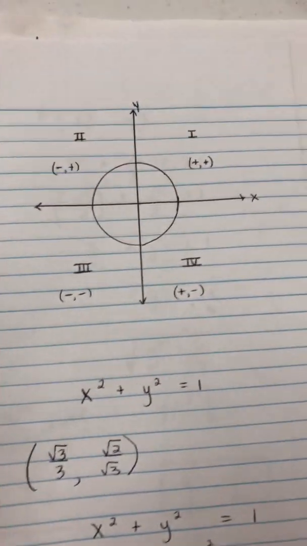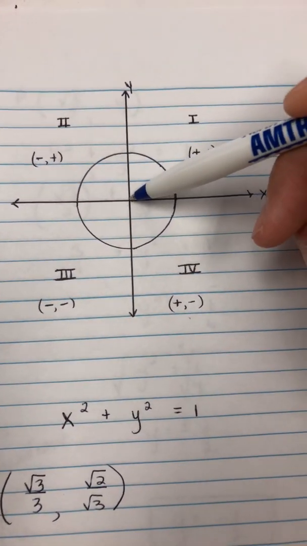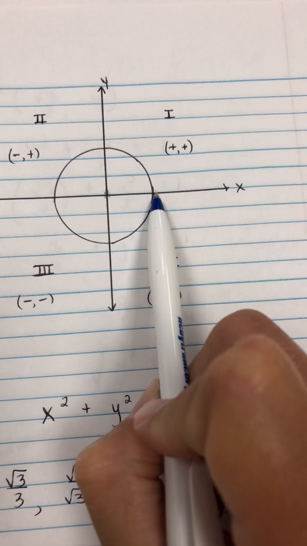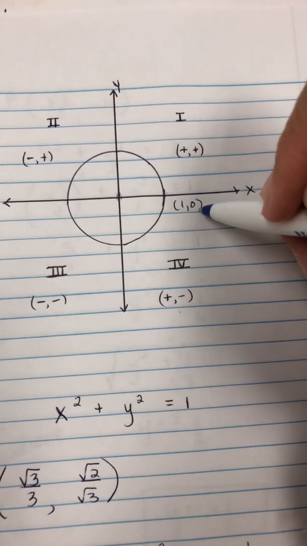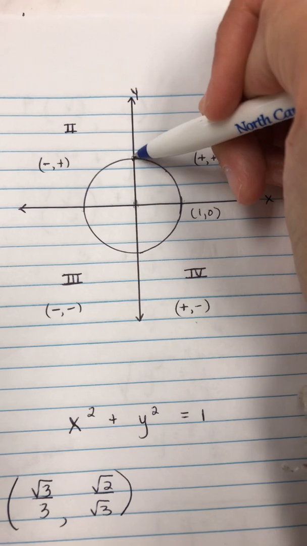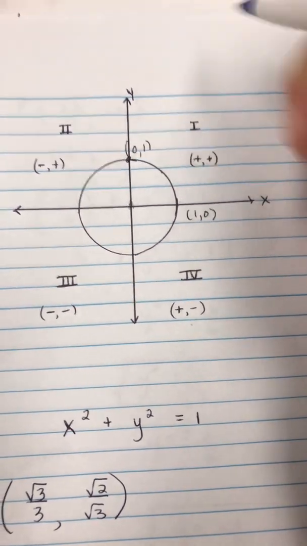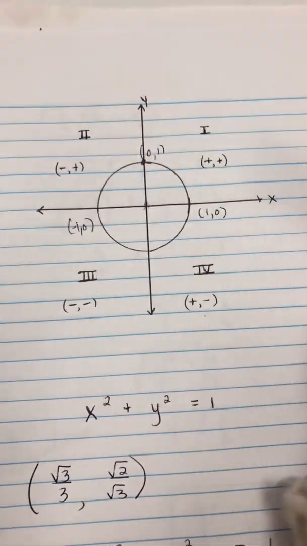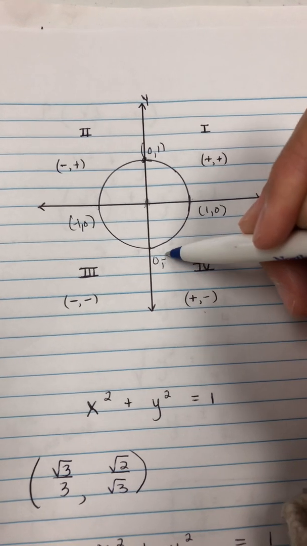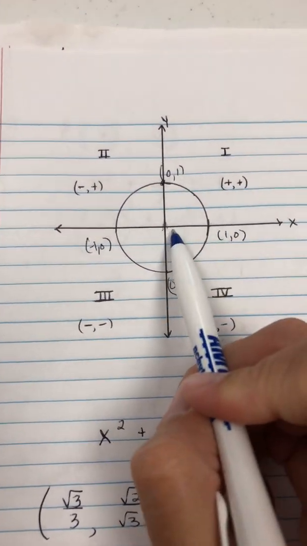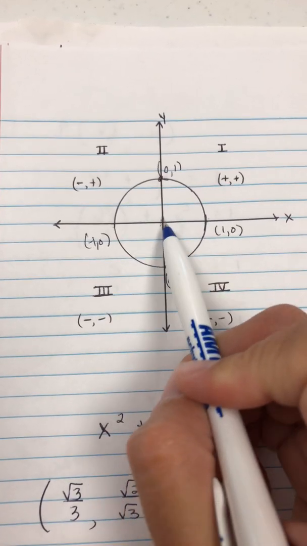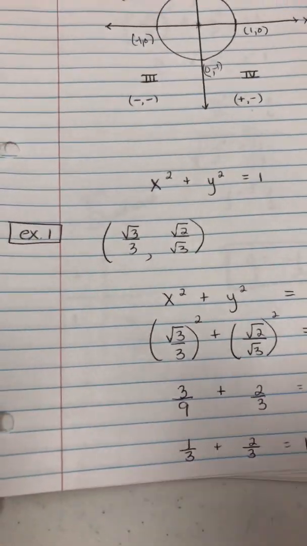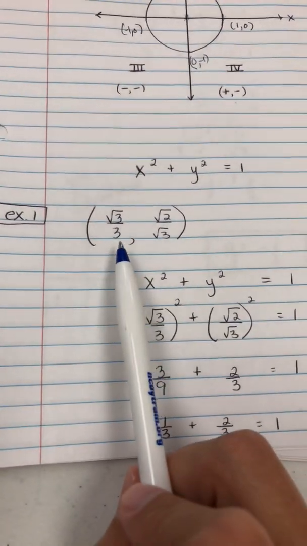So again, when we look at this, the unit circle is centered at 0, 0, and it has a radius of 1. That means that this point would be the point 1, 0. If I came straight up, this would be the point 0, 1. If I go out to this side here, that would be the point negative 1, 0. And then down here would be the point 0, negative 1. Remember, the radius of the unit circle, no matter where you draw that from the center, is going to be a length of 1.